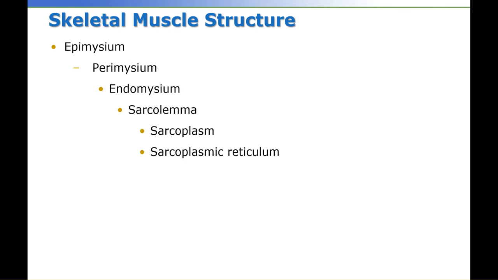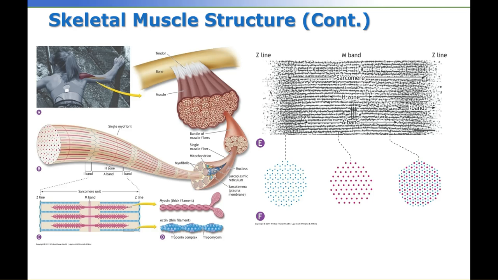Skeletal muscle structure, and that's what the previous picture was. This is epimysium, perimysium, endomysium, sarcolemma, sarcoplasm, sarcoplasmic reticulum, and that's what this is. So it just goes from large to small. You have muscle, bundled muscle fibers, single muscle fiber, to the myofibrils. You have the sarcoplasmic reticulum, that's calcium, and we'll talk a little bit about this. You have to read through this in your book because it's a good bit of information.